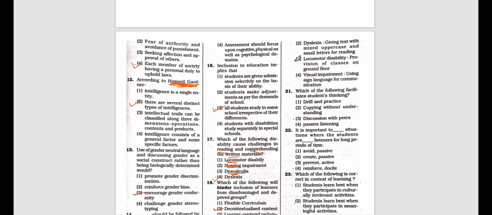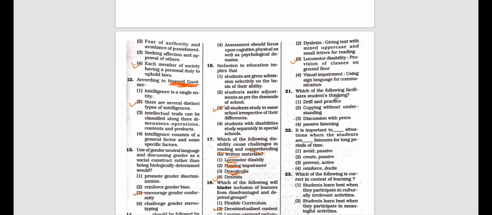So option number 3 is the correct option here, which says locomotor disability, provision of classes on ground floor. Locomotion means related to movement, right? According to the Persons with Disability Act of 1995, locomotor disability means disability of the bones, joints or muscles leading to substantial restrictions of the movement of the limbs, or any form of cerebral palsy. Right, so let's go to question number 21.